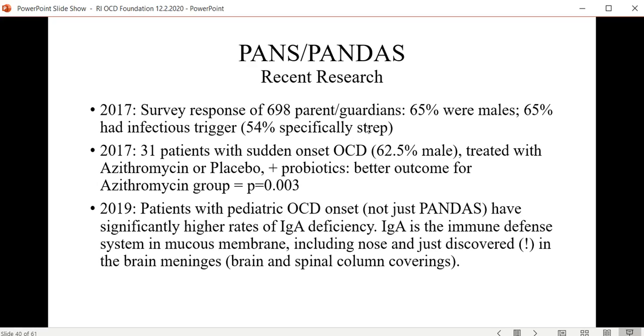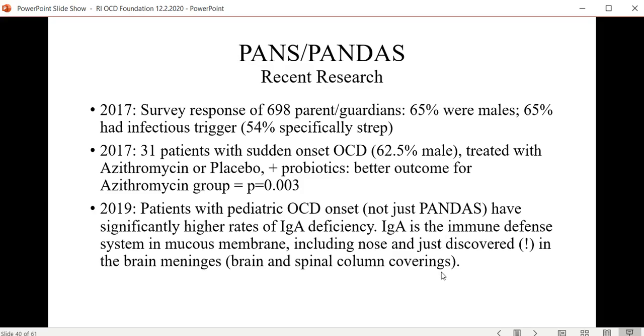Research and surveys: of the parents out of 698 in 2017, 65% were males. That number keeps holding up. And 54% were strep triggered, so the majority is strep induced. 31 patients had a sudden onset of OCD in 2017 and were treated with Zithromax or a sugar pill and probiotics, and they got much better. This is a very good P factor, meaning it's highly significant, with the Zithromax versus placebo.